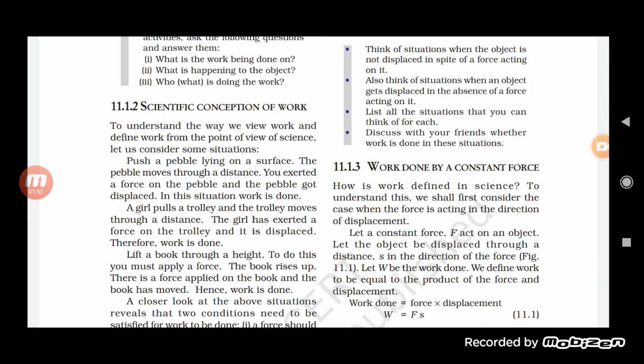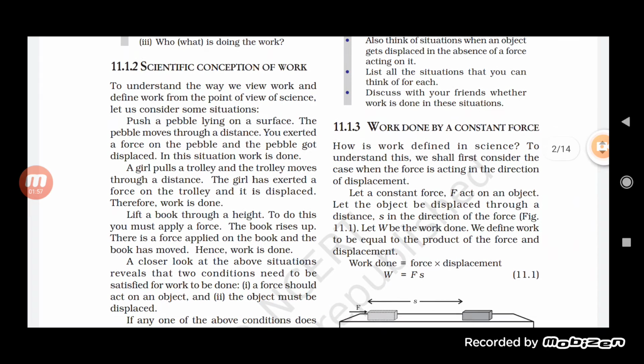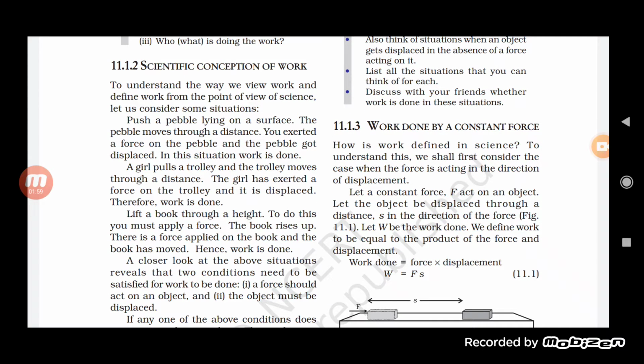Now see here, to understand this, it is written here: push a pebble lying on a surface. The pebble moves through a distance. You exerted a force on the pebble and the pebble got displaced. In this situation, work is done. Basically, when we push anything, what happens? The thing gets displaced from its place, and in that situation we say that it is actually work.